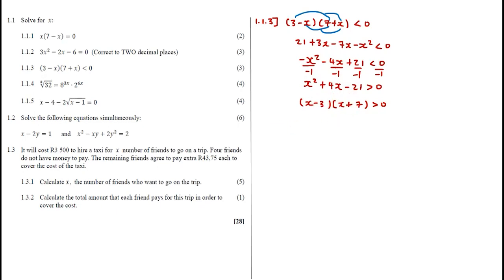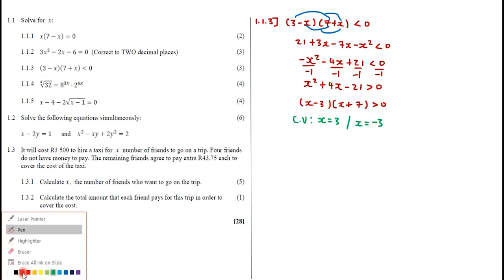Now from there I can then write my critical values. So critical values are more like x solutions. So when you solve for x here, you know that x is going to be 3, and then when you do that there, you know your x is going to be minus 3. Now how do you write your answer?